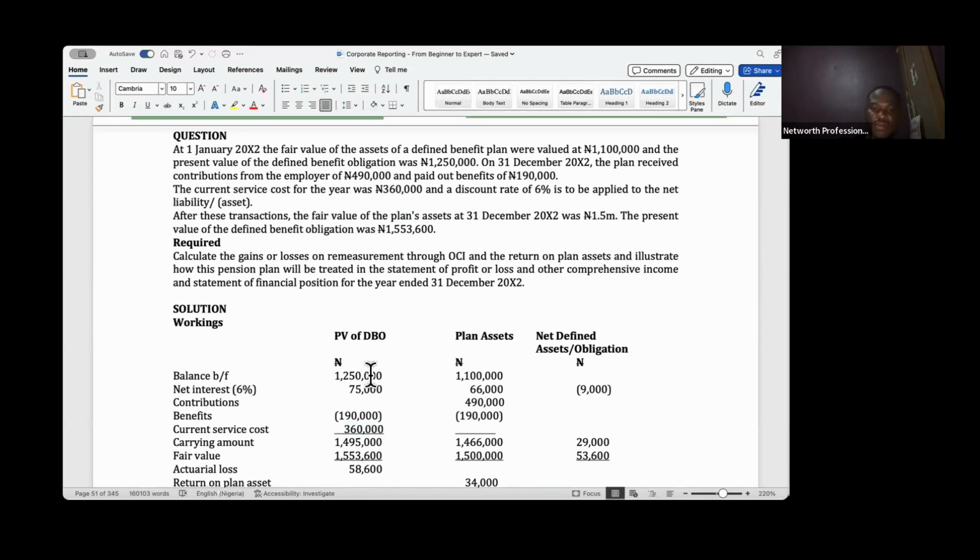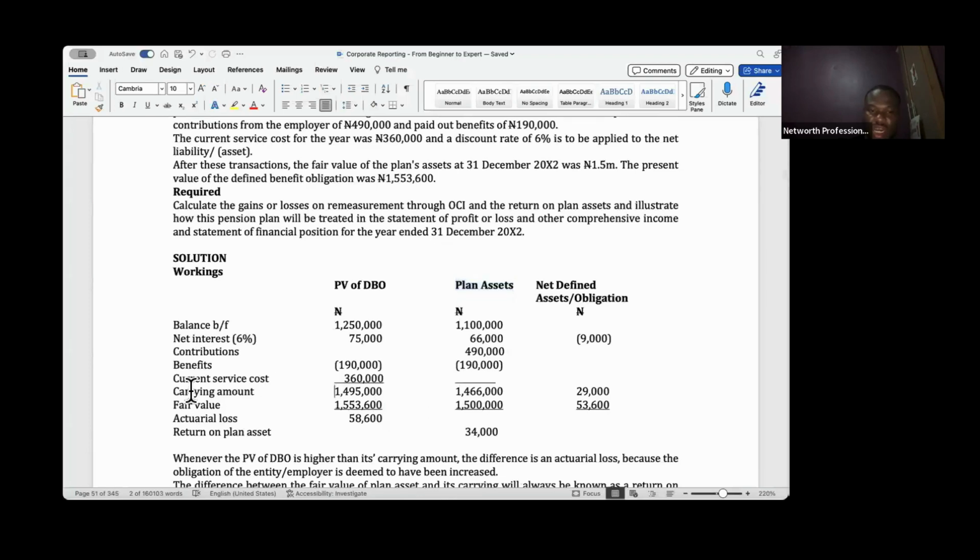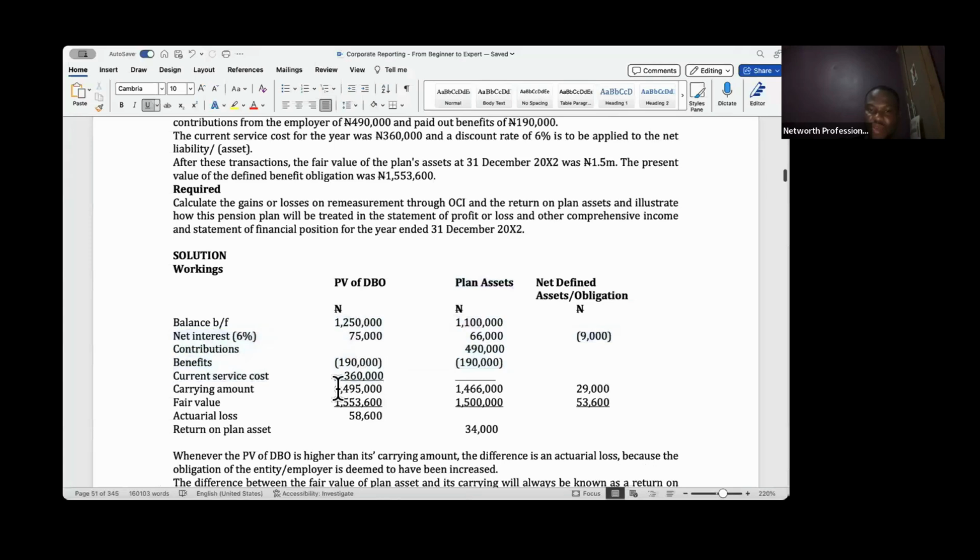But first, since I've recognized all the items that affected the PV of the defined benefit obligation and the plan assets, let me get what the carrying amount would be, which is my book value. When I cumulated all of this under this DBO, I got 1,495,000. When I cumulated all the figures under the plan asset, I got 1,466,000. That's my book value.